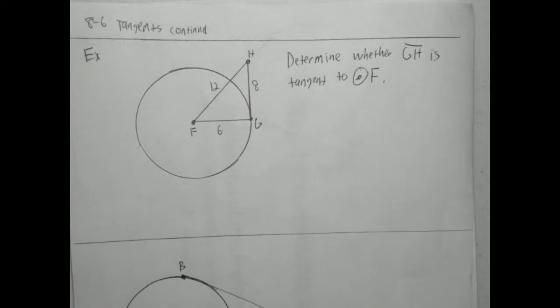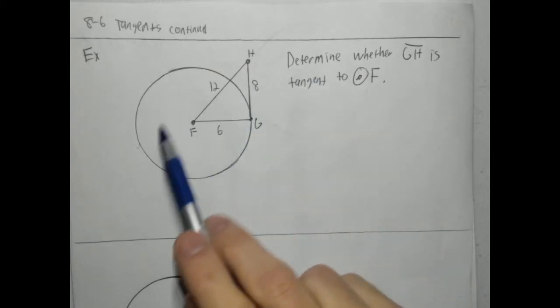Hi everybody. Today we're going to finish up tangents. So we're going to talk about a few other pieces of information regarding them. Here's the first thing we want to be able to do. We want to look at this circle here, right?